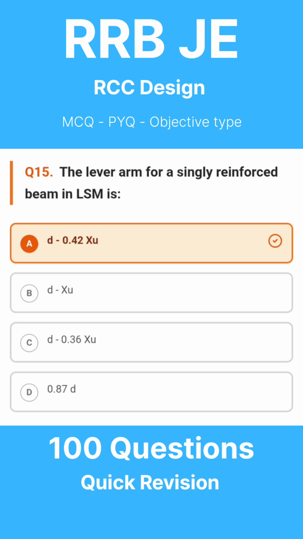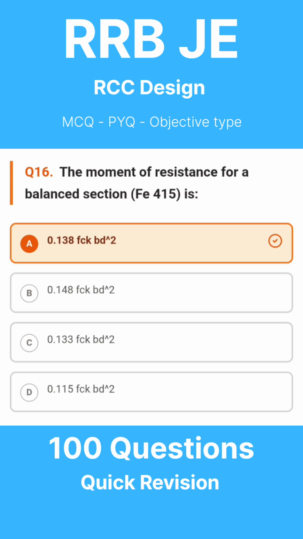Question 15. The lever arm for a singly reinforced beam in LSM is. The correct answer is d minus 0.42 xu. Question 16. The moment of resistance for a balanced section, Fe 415, is. The correct answer is 0.138 fck b d squared.